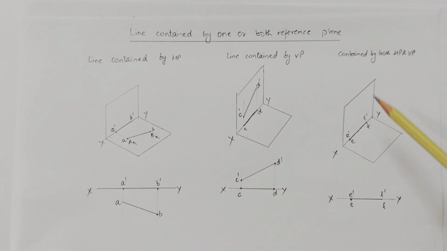In the next case, the line is contained by the horizontal as well as the vertical planes. So in this case you can see the line will overlap over the XY line, so its projection will also overlap here. So we can say the points as well as the projections will lie on the XY line. The same you can observe here: XY is there and here is the projection of the line, in the front as well as in the top view, when the line is contained by the horizontal and vertical planes.